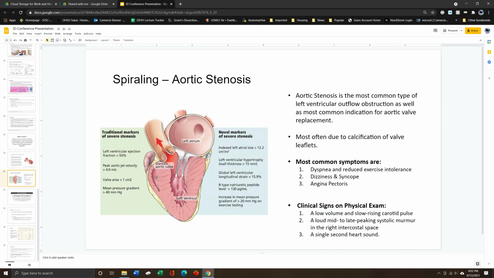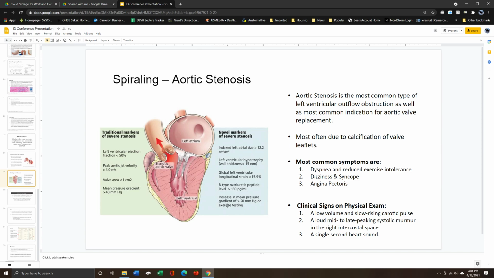So our spiral here is going to address the most common cause of diseased aortic valve, which is aortic stenosis. I think we all know this fairly well. It's the most common type of left ventricular outflow obstruction, and it's the most common indication for aortic valve replacement. This often occurs in older patients due to calcification of valve leaflets, and they commonly will present in clinic with dyspnea and reduced exercise intolerance, dizziness, syncope, and chest pain.